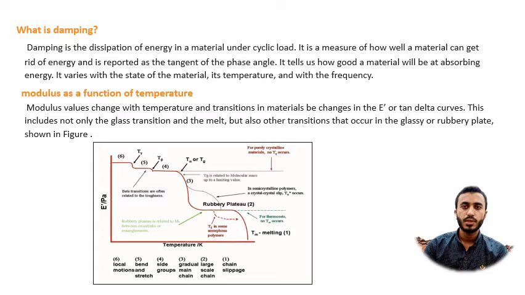Modulus as a function of temperature. Modulus values change with temperature and transitions in a material can be seen as changes in the E and tan delta curves. These include not only the glass transition and the melt, but also other transitions that occur in glassy and rubbery plateaus. Shown in the figure, these transitions indicate subtle changes in the material. The DMA 8000's unique low starting temperature of minus 190 degrees centigrade is standard with the furnace and minus 196 degrees centigrade is with the fluid bath. This lets you easily look at the small modulus motion as shown in figure 3.